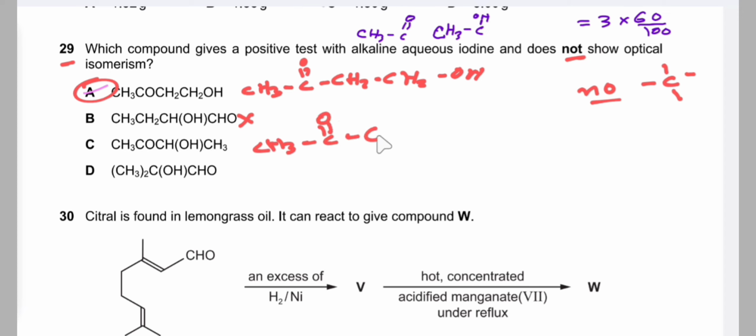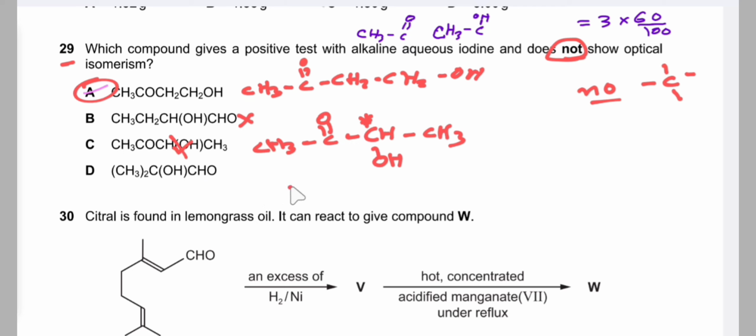Then for option C, CH3CO, then CH, CH3. So yes, the CH3CO group is present, so it gives a positive result with alkaline aqueous iodine. But here we can see that a chiral carbon is present, and this is our chiral carbon that is attached to 4 different groups. Therefore, as it is mentioned that there should be no chiral carbon, this option is wrong.